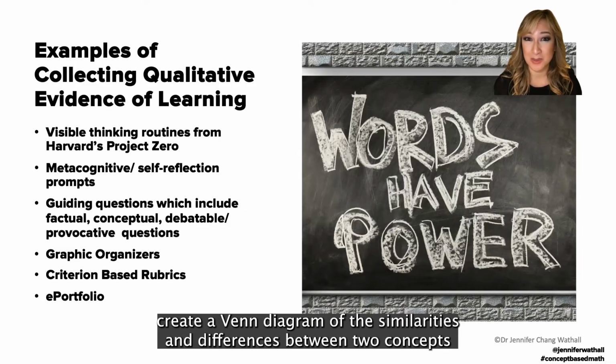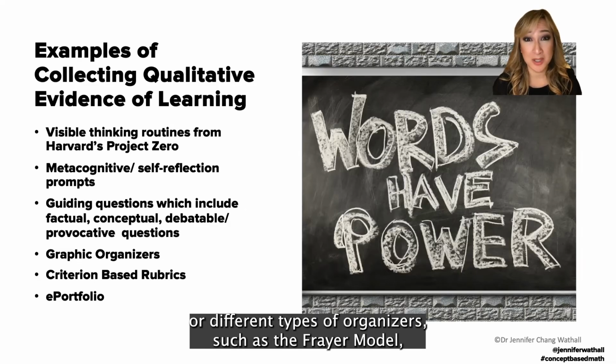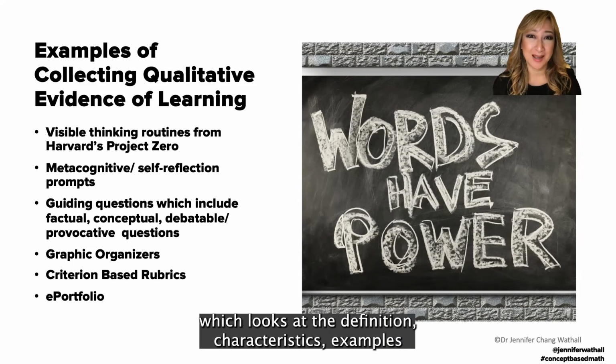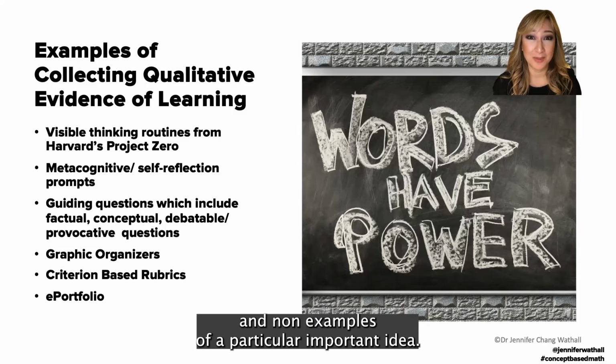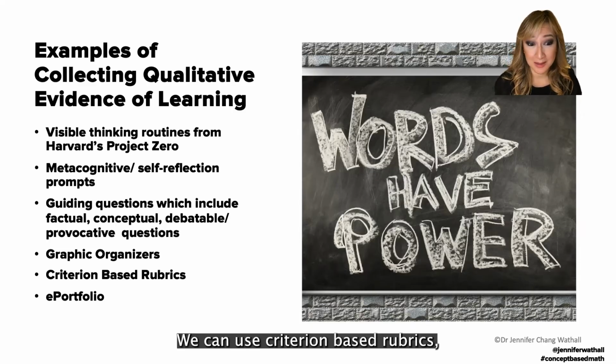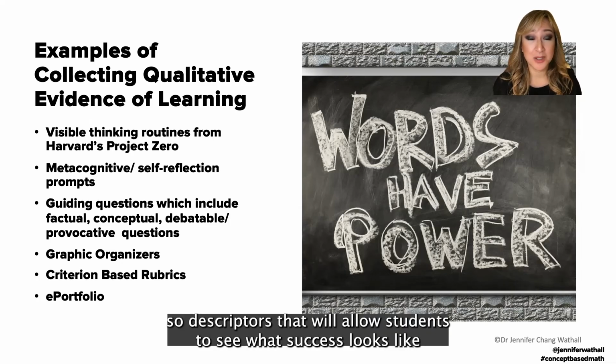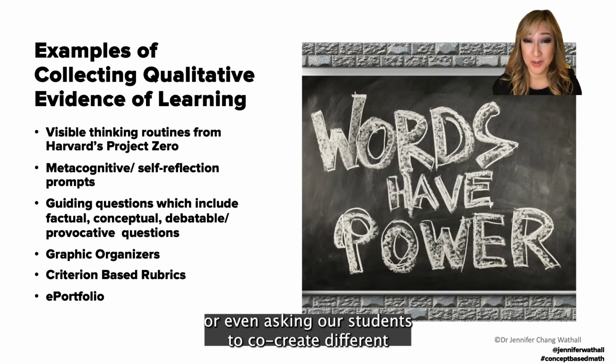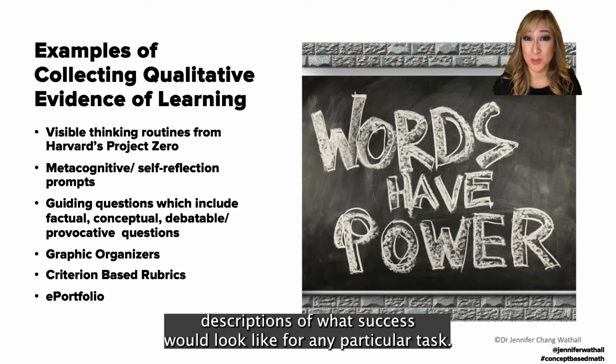and differences between two concepts, or different types of organizers such as the Frayer model, which looks at the definition, characteristics, examples and non-examples of a particular important idea. We can use criterion-based rubrics, so descriptors that will allow students to see what success looks like, or even asking our students to co-create different descriptions of what success would look like for any particular task.